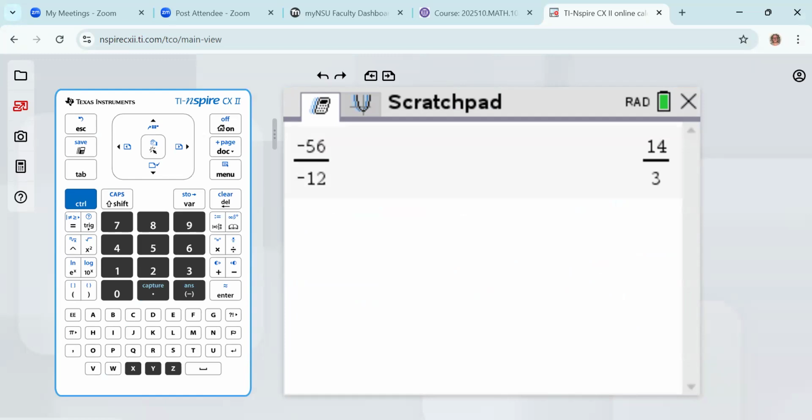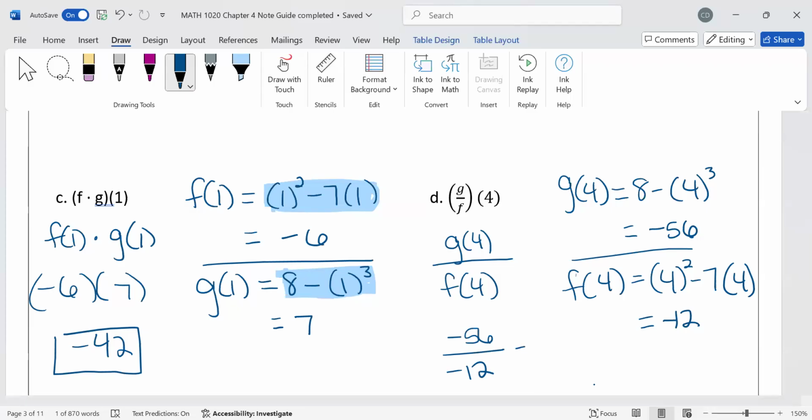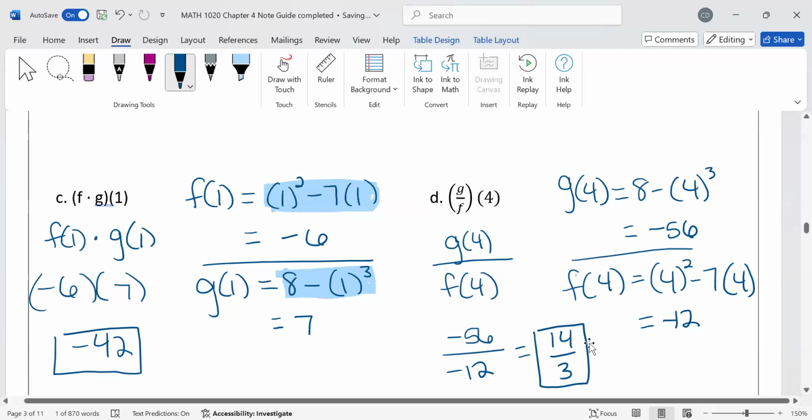So that's going to give me a positive 14 over 3. So you do need to reduce your fractions, and you can just put it in the calculator like I did, and it'll reduce it for you.